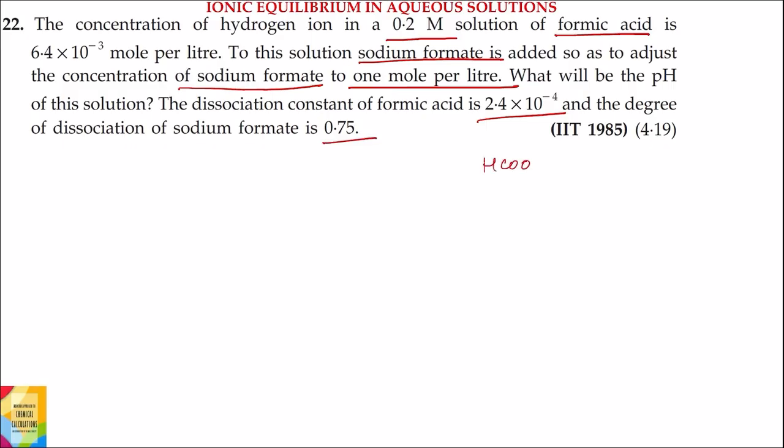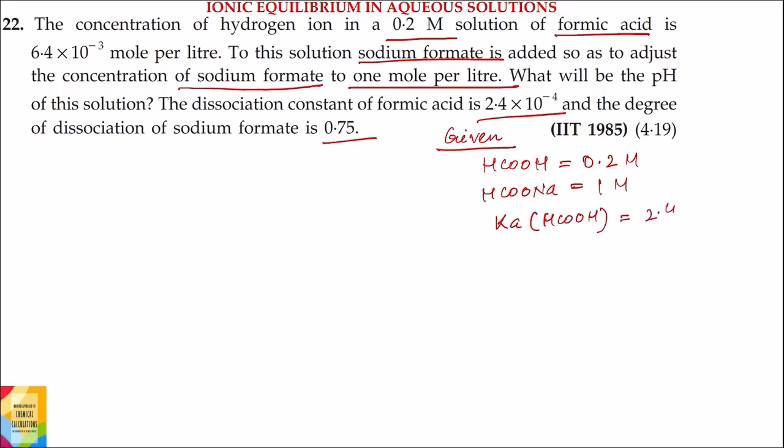Given in the question is the concentration. The concentration of formic acid is given as equal to 0.2 M. The concentration of sodium formate is given as 1 mole per liter, that is 1 M. The value of the acid dissociation constant for formic acid is given as 2.4 × 10^-4 and the degree of dissociation of sodium formate is given as 0.75. This is the degree of dissociation of sodium formate.